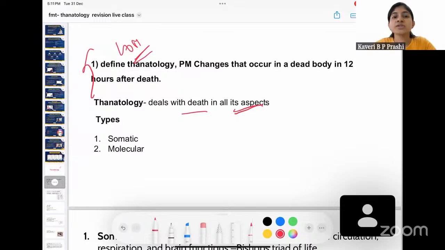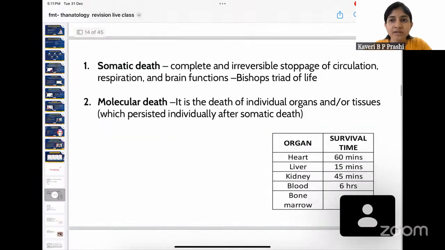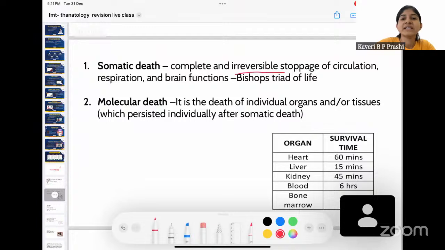Okay. So there are 2 types. Basically, one is somatic death and one is molecular death. Now let's see what is somatic death and what is molecular death. Somatic death means complete and irreversible stoppage of circulation, respiration, and brain function. Bishop's triad of life. That is, there are 3 things that have to stop in order to call it somatic death. What are those?